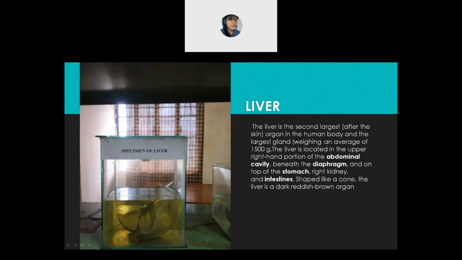And what is the shape of the liver? The shape of the liver is like a cone. You know a cone? I think everybody knows the meaning of cone. It's triangular in shape. And the color of the liver? It is dark red and brown mixed together, so the color of the liver is dark reddish brown. Are you clear?